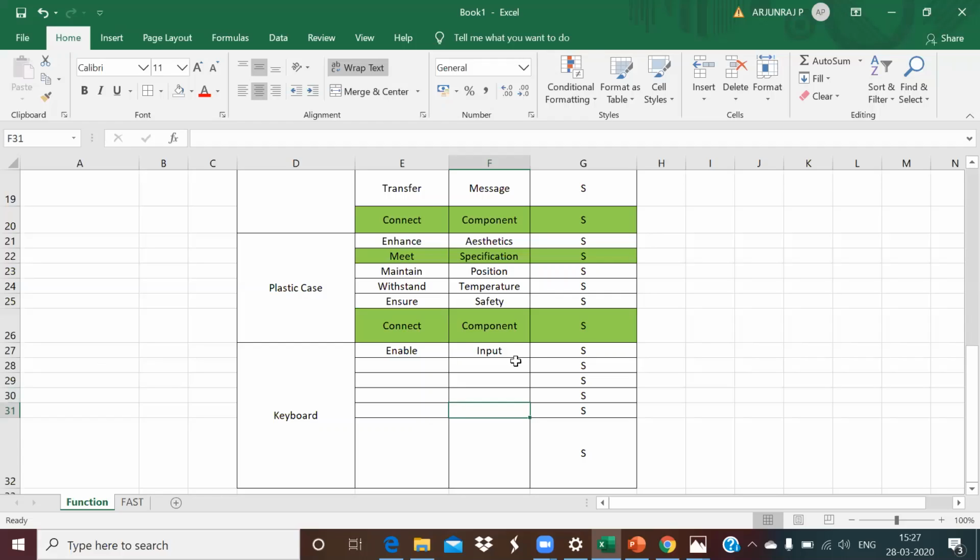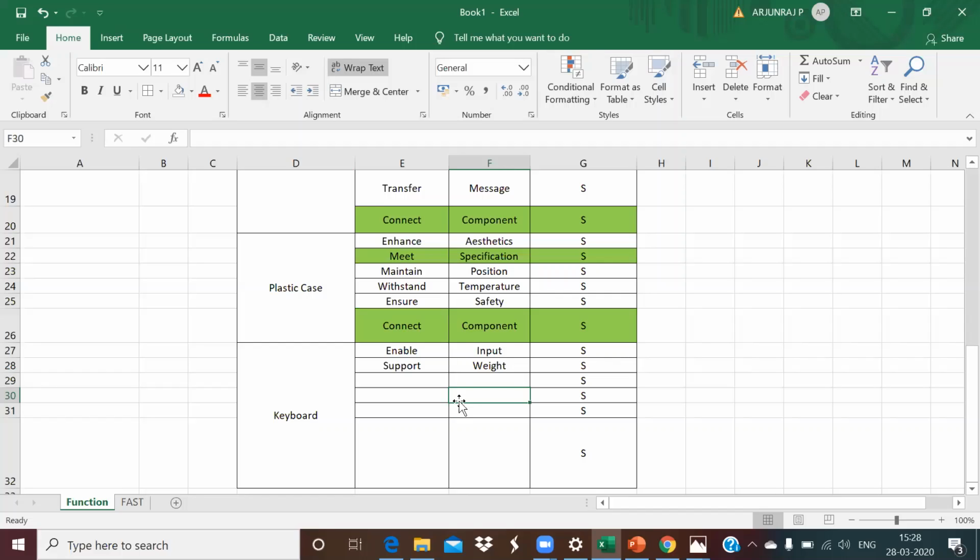So what can be the other functions, sir? With respect to the keyboard, it will enable input and support load. Okay, the support load, yeah. And even the letters are printed. Withstand impact. You should withstand. Yeah, impact is nothing but a load. So both are withstand load, or I'm just saying support weight. Support weight. Yes, sir. Impact instead of weight.